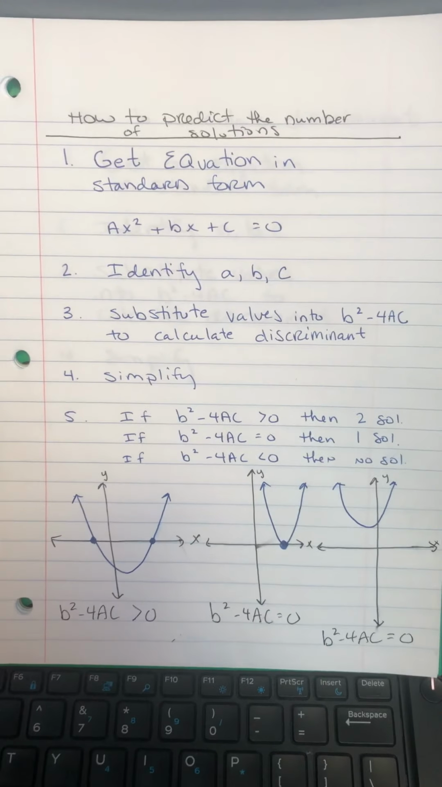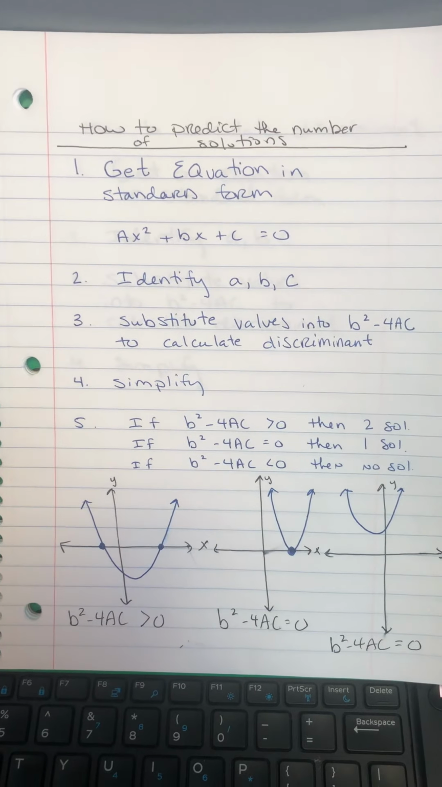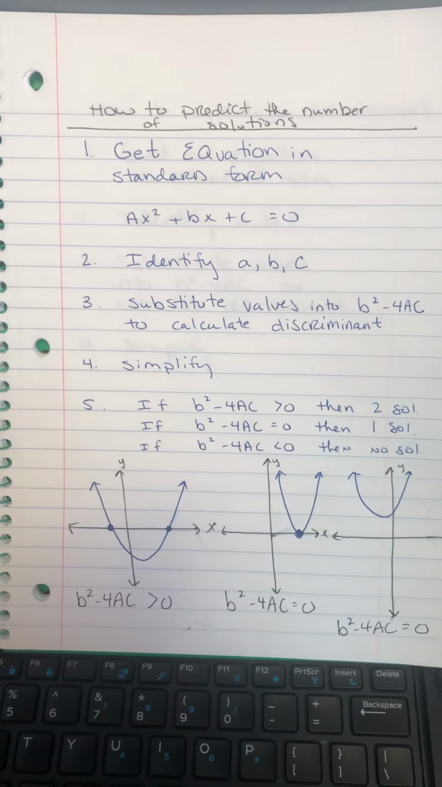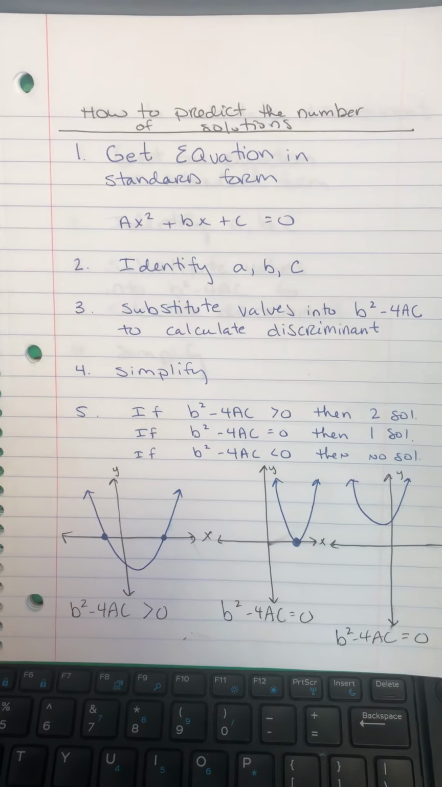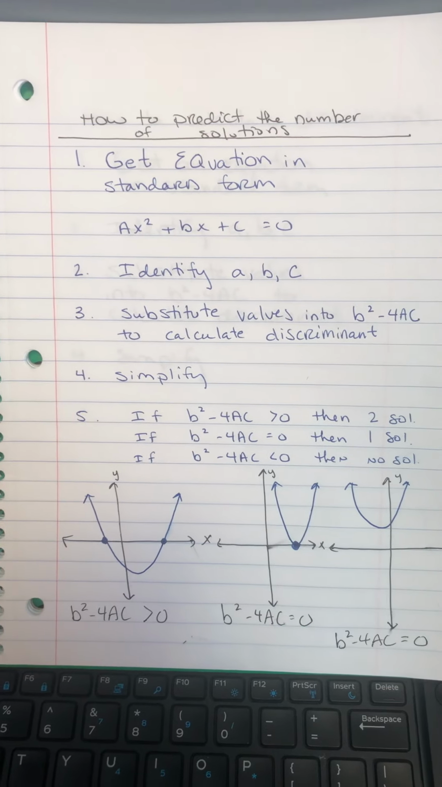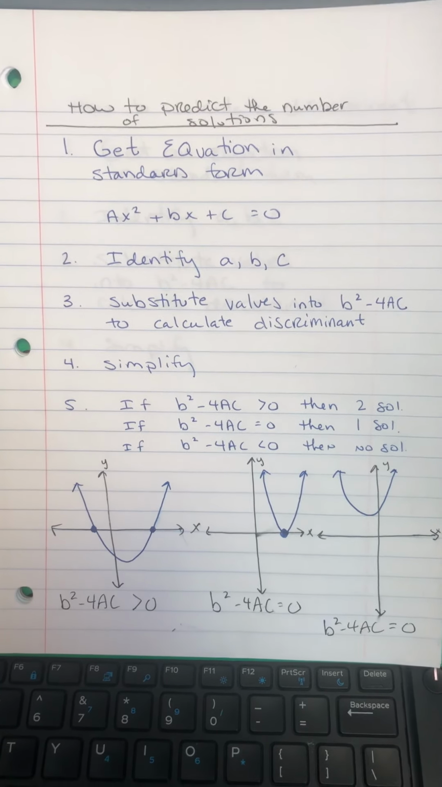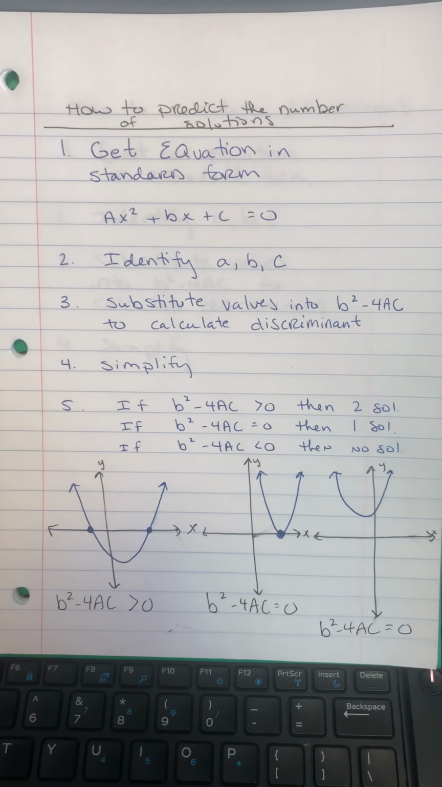The purpose of this lesson is to teach you how to predict the number of solutions there are in a quadratic equation by using the discriminant. The discriminant is a part of the quadratic formula that is b squared minus 4ac. By evaluating that part of the quadratic formula and finding a numeric answer, we're able to then use that answer to predict the number of solutions.